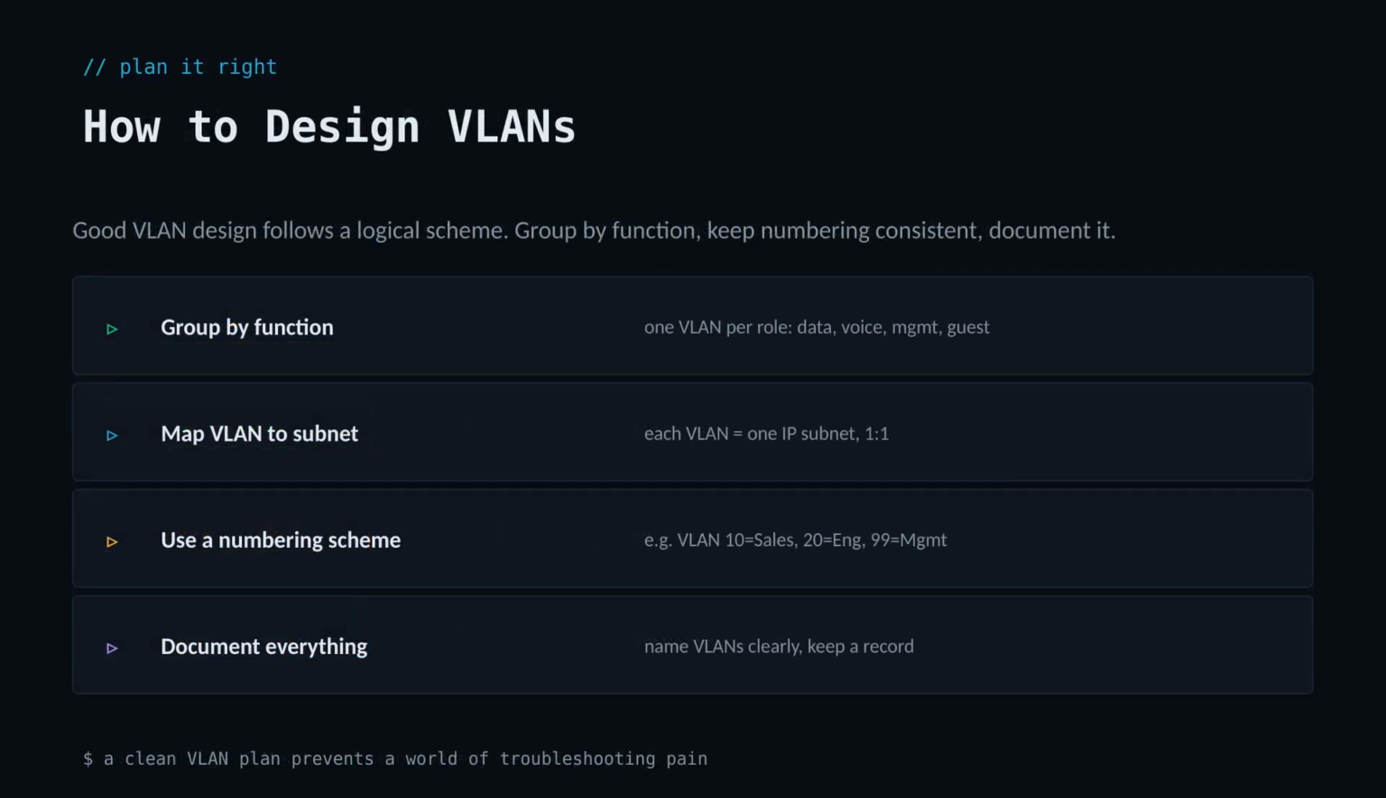Now that you know the ranges, the real skill is using them with intention. Start by grouping VLANs by function. One for data, one for voice, one for management, one for guests, so each role has its own lane. Then map each VLAN to exactly one IP subnet, a clean one-to-one relationship that makes routing and troubleshooting predictable. Pick a numbering scheme you can defend, like 10 for sales, 20 for engineering, 99 for management, and write it all down with clear names. A messy VLAN plan will haunt you at 2 in the morning. A clean one quietly does its job.